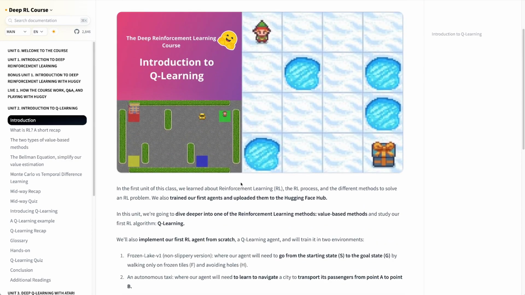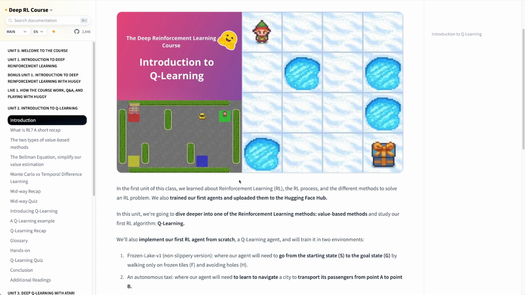In the first unit of this class, we learned about reinforcement learning, the RL process, and the different methods to solve an RL problem. We also trained our first agents and uploaded them to the Hugging Face Hub. In this unit, we're going to dive deeper into one of the reinforcement learning methods, value-based methods, and study our first RL algorithm, Q-Learning.